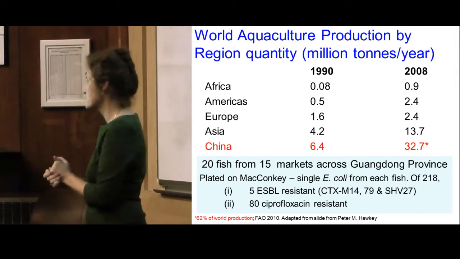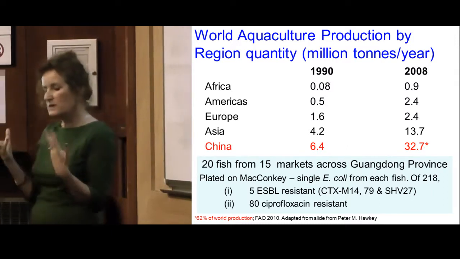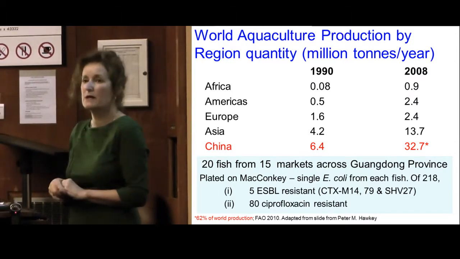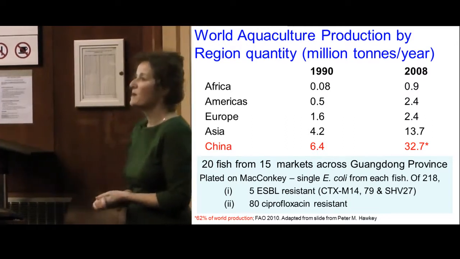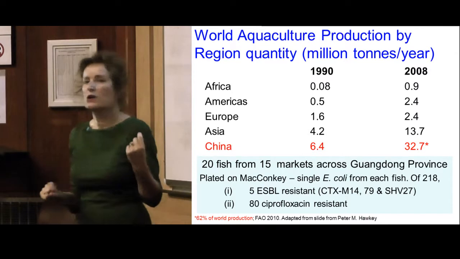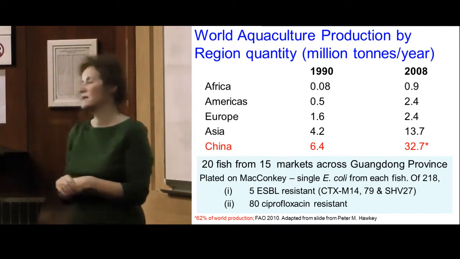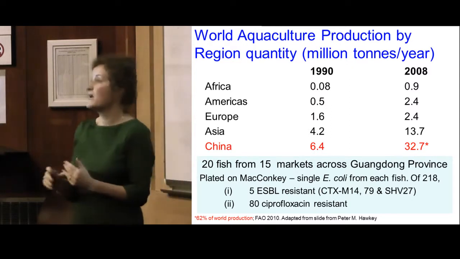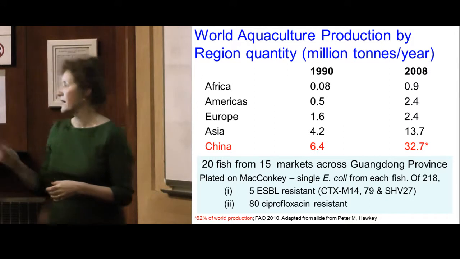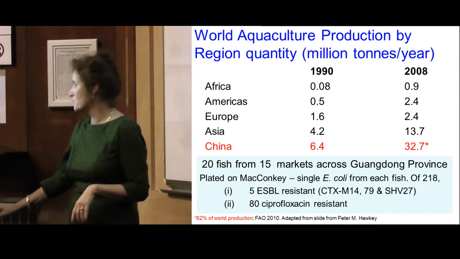So a colleague of mine, Peter Hawking, who works here at the university, when he was doing some work with collaborators in China, they just bought some fish off the local market. They took them back to the lab, they grew up the bacteria, and they just took a single E. coli from each fish, and again we've got these cephalosporin resistant, these ESBL resistant bacteria in these fish, so people are eating them. And CTXM14 is an enzyme that I'll talk about in just a little bit more detail.